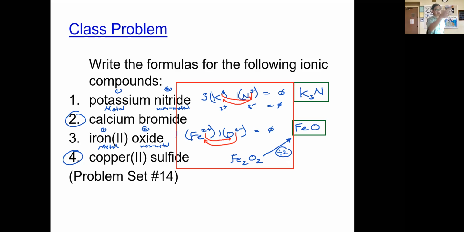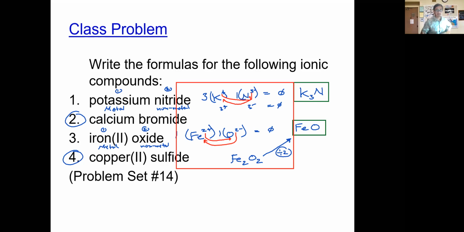I'm going to leave this up for you. Let's go ahead and do number 3 and 4 in your problem set, and then we'll come back after 2 minutes and work it out together. Okay, go ahead, get started with it.